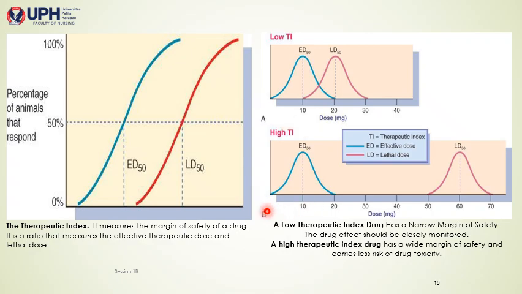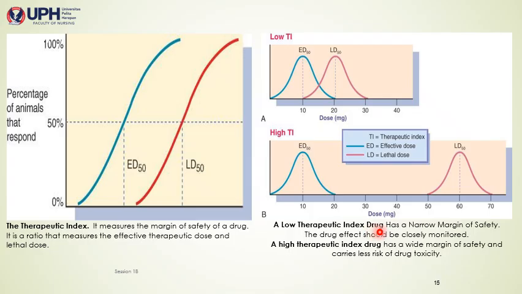Okay, so we will have a dose of 10 milligrams. With the low one, with 10 milligrams, we can reach the therapeutic effect. With the high one, with 10 milligrams, we also have the effect here. But for the lethal dose, we need about 50 milligrams to have that. With the low one, we need only 20 to 30 milligrams to have the lethal effect. So we need to understand the effective therapeutic index.